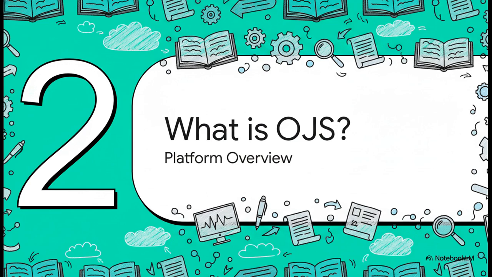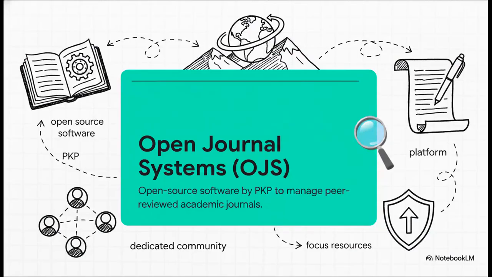Moving right along to Section 2, what is Open Journal Systems? Let's get a platform overview. So what exactly is OJS? Well, Open Journal Systems is a powerful, open-source software platform built specifically to manage peer-reviewed academic journals. It was developed by the Public Knowledge Project, or PKP, which is an incredible initiative primarily based out of Simon Fraser University. And because it's entirely open source, the underlying code is built by a dedicated community and is right there for you to use, meaning you can focus your resources completely on the research.